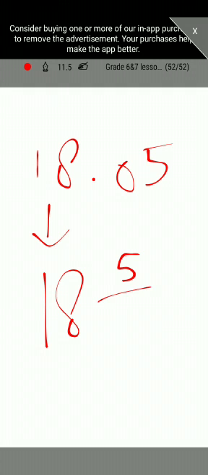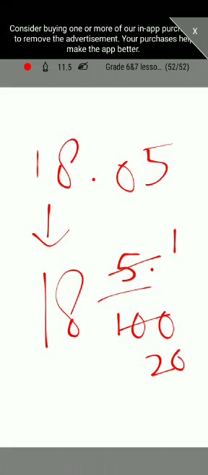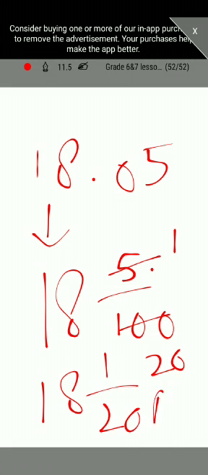Alright, if you have 18.05, this 18 will become 18 whole, and this 5's value is, this is 0 tenths and 5 hundredths, so you're going to write it as 5 upon 100. Now you will see that this 5 and 100 can be simplified, yes, we can reduce it. 5 ones are 5, and 5 20s are 100, so your answer is 18 whole 1 upon 20, in the reduced form.